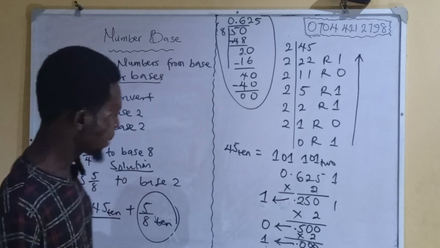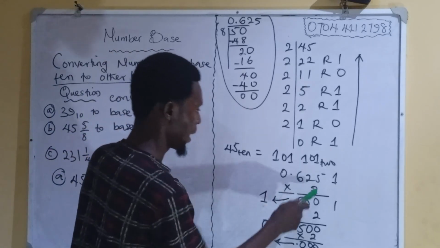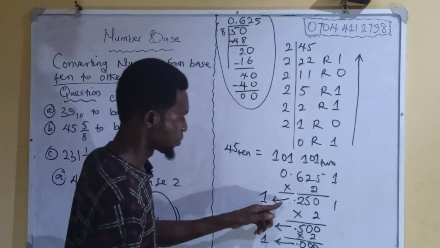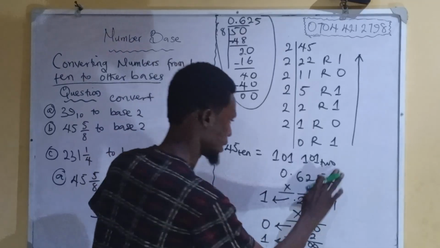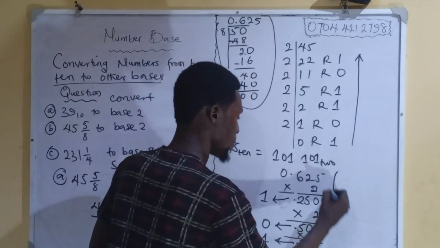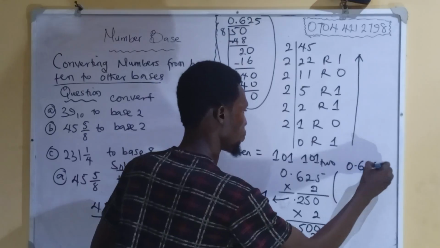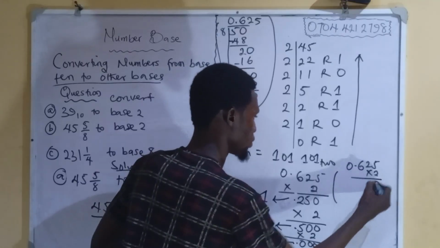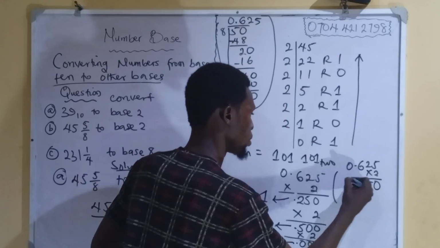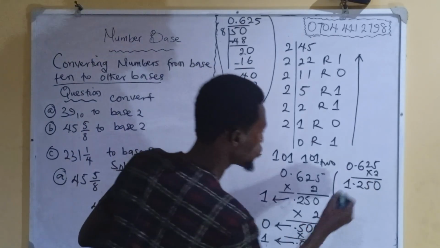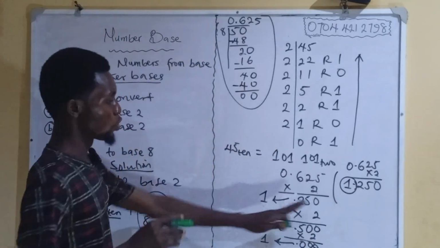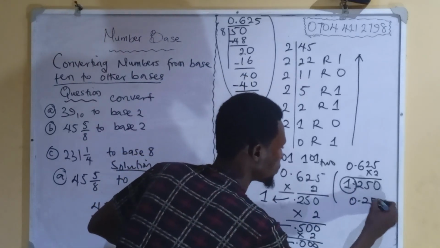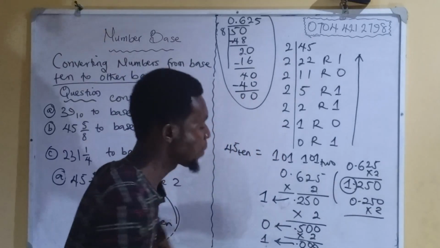Please get what I'm saying. As you are multiplying, whenever you get your answer, let's try it this way. If you multiply this number, 0.625 times 2, you are going to have 1.25. So now what you do is you keep this whole number, then multiply again. Use this fraction, the fractional part, and multiply it again by 2.